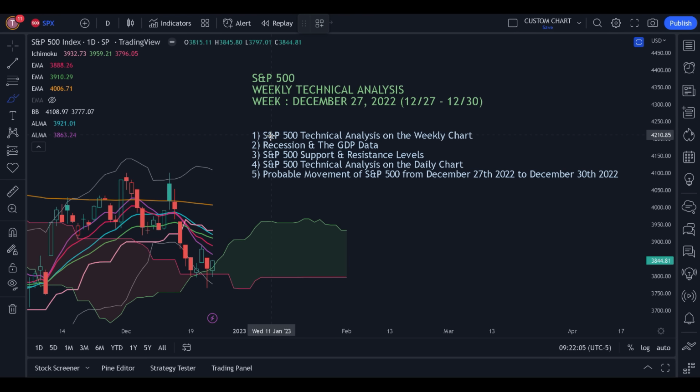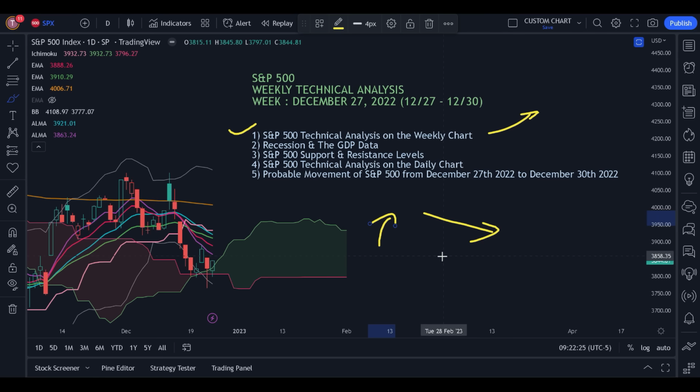Now guys, we are going to discuss the agenda of this S&P 500 technical analysis. In this agenda, the first point is the S&P 500 technical analysis on the weekly chart. Weekly chart means we are going to look into the big picture, and we will see whether the trend is the long-term trend, or if there is any change, or whether the entire stock market is going to survive or not. So we are going to analyze.